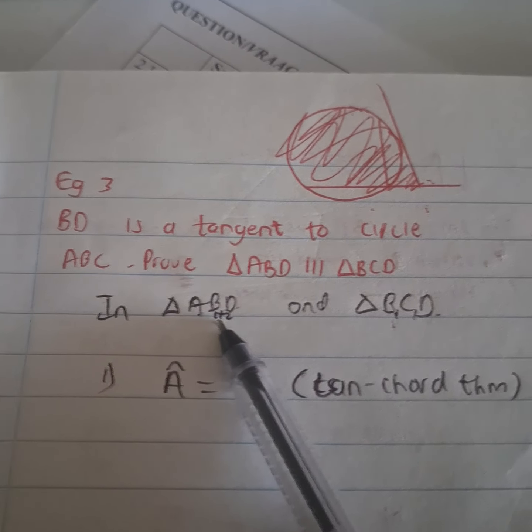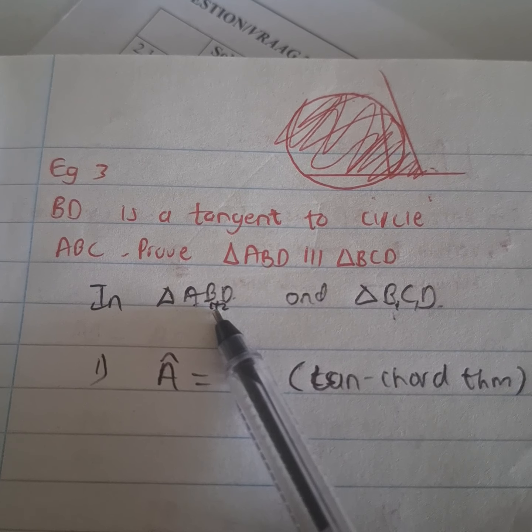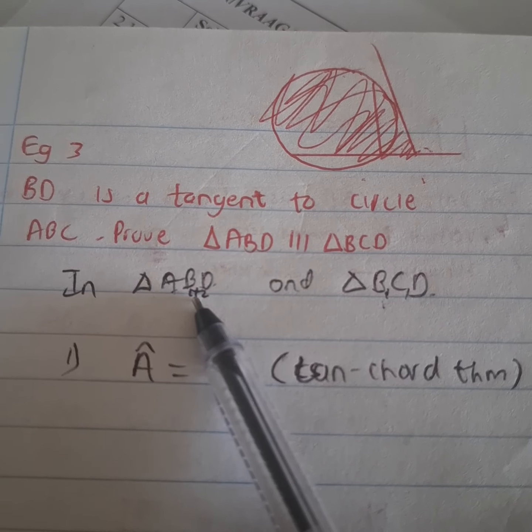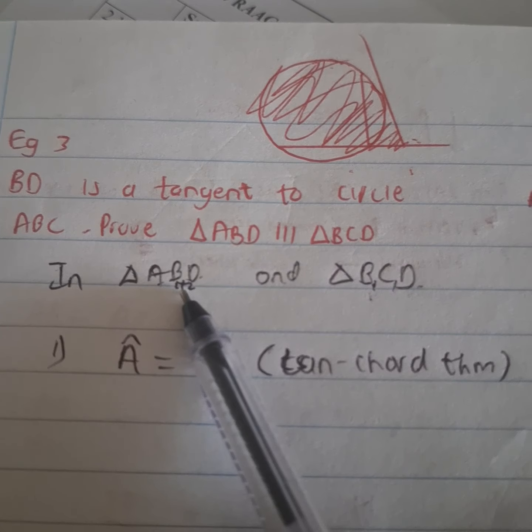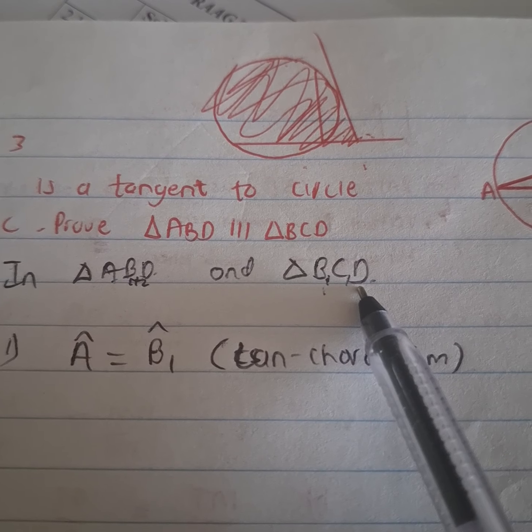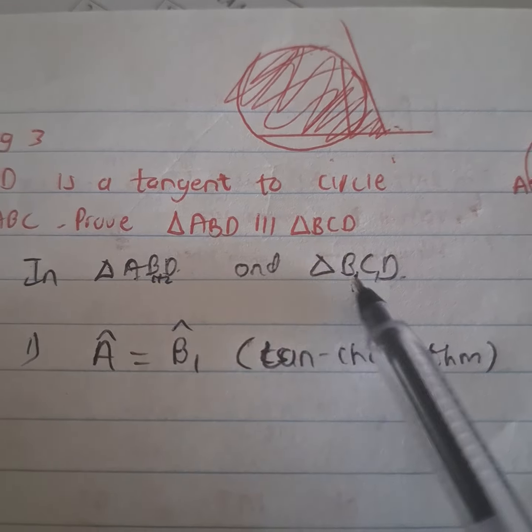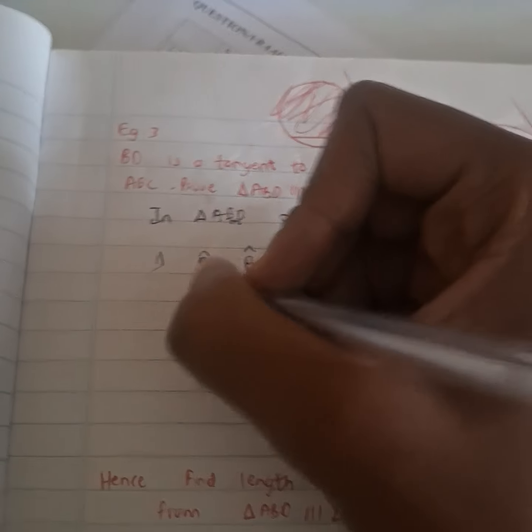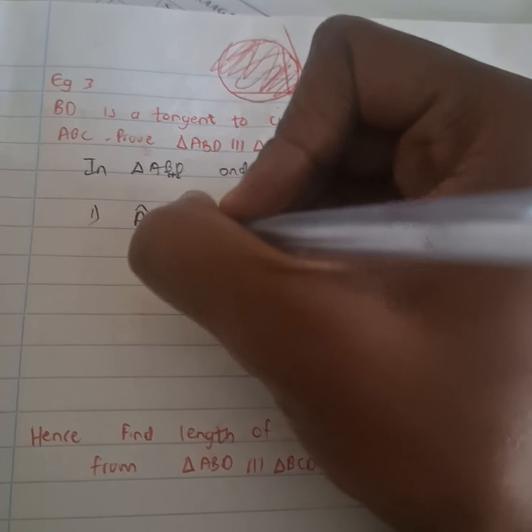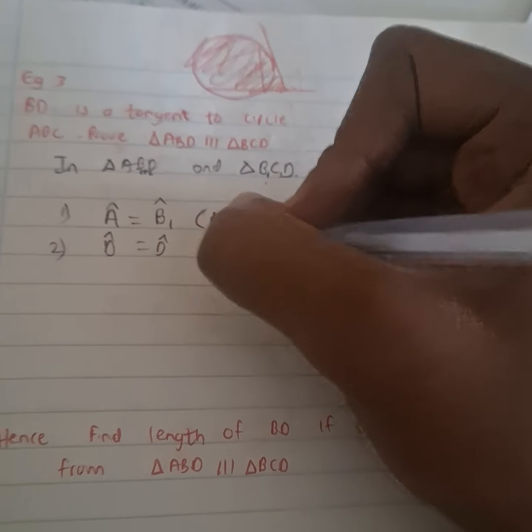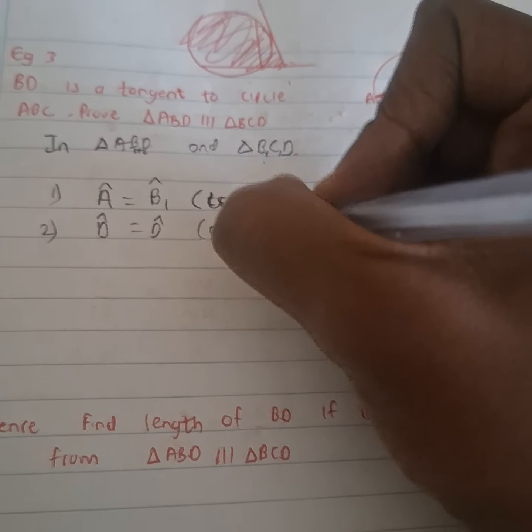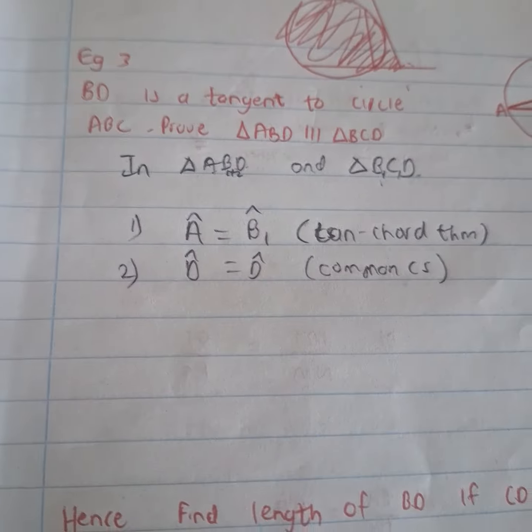Then angle B1 plus B2 should be equal to angle C. But you know what, we can leave that for now. Angle D is equal to angle D. It is the same angle D, a common angle. So we can say angle D is equal to angle D, that's 2, and the reason is common angle.